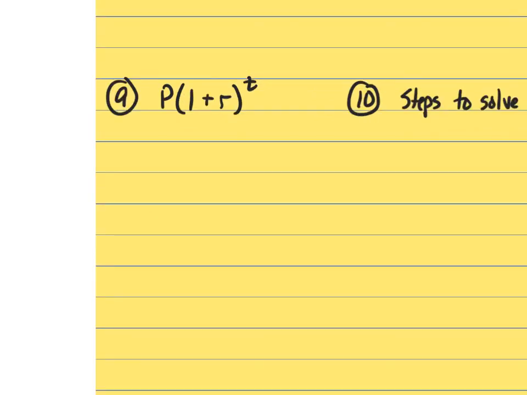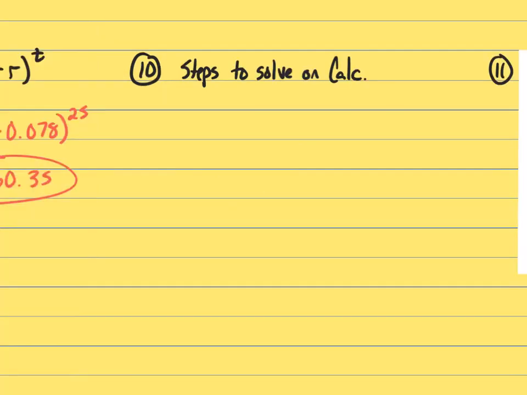All right, for number 9, I have the formula here that we need. P stands for the principal amount, and the principal amount in this problem was you started with $12,000. 1 plus the interest rate, so it's 1 plus, and 7.8%, I need to move my decimal 2 places, so it's 0.078. Raised to the t power, which is 25 years. So I just simply type this into my calculator, and I will get $78,460.35.